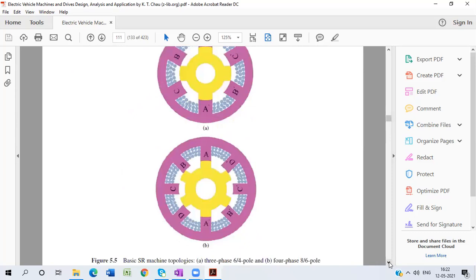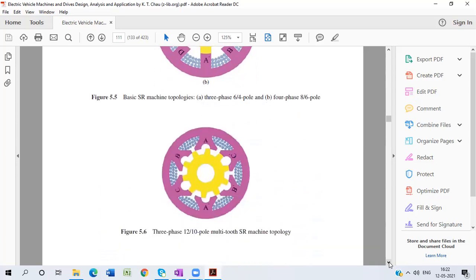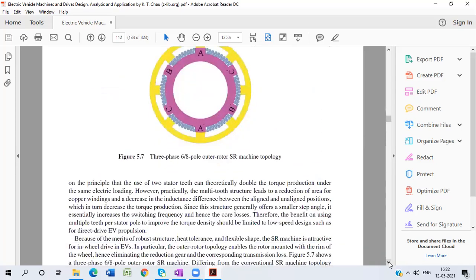Okay. Here there are different configurations, so 6x4 and 8x6 pole machines will be there. If you are going for more rotor poles, what is the difficulty? If more rotor poles are there, the switching frequency will increase, and the loss occurring in the switching devices will be more. Okay, so these are the different structures.